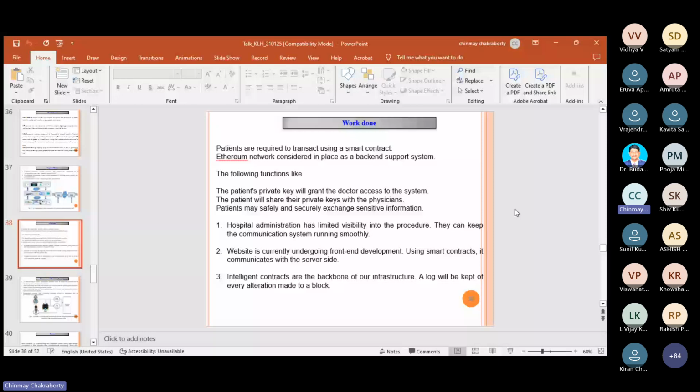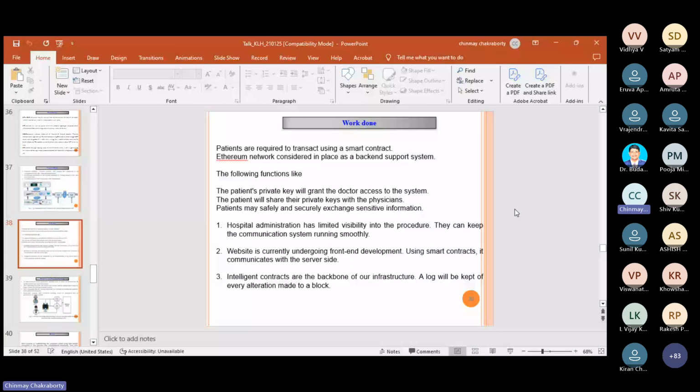Like your original is f(x), and this is equivalent to the reconstructed, that means f dash x. Both are equivalent. So these are the points basically for how to design the back end, how to design the front end, and how to share the private key of patients with the doctors. So these are the important scenarios, right?